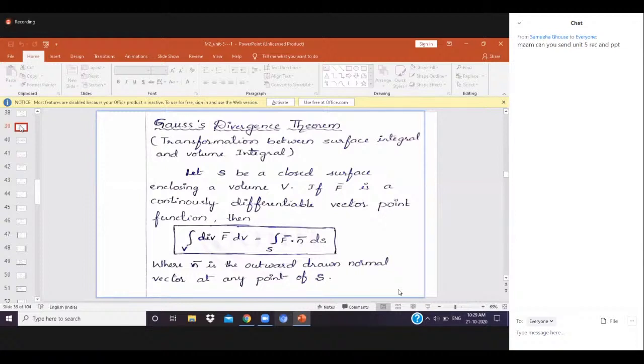This type of problem, you evaluate and simplify. You should be able to understand what work done is, then it is important for the final exam also. Then here we have three important theorems, that is Gauss divergence theorem, Green's theorem, and Stokes theorem.